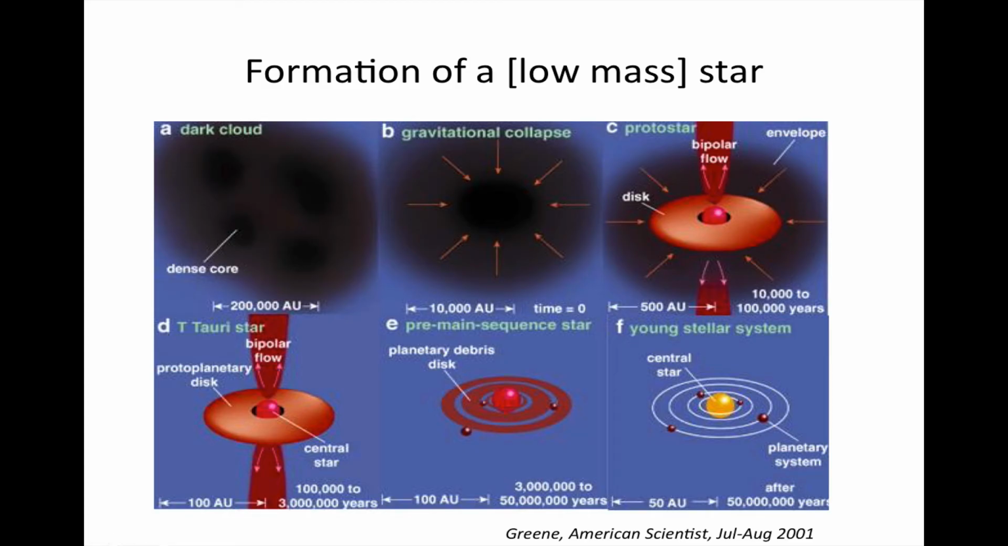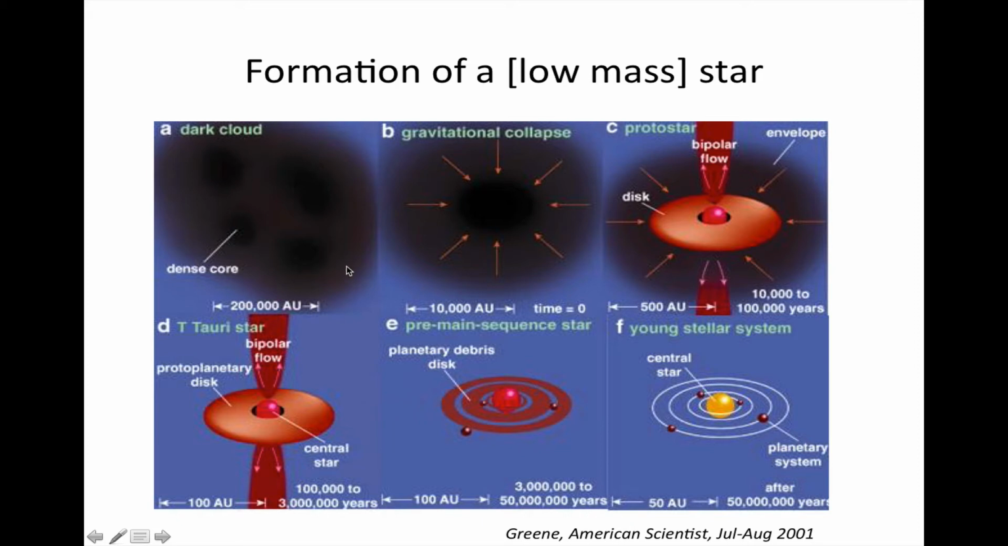Here's an overview cartoon that talks about how a low-mass star forms. You're going to start with a big cloud of gas and dust, and there's going to be condensations within it. Look at the length scale here. That's 200,000 AU. Remember, an AU is an astronomical unit, which is the distance between the Earth and the Sun. We're going to zoom in on one of these dense cores, and we're going to watch the gravitational collapse happen. Note that we've gone from 200,000 AU to 10,000 AU length scales, and we're going to start the clock. Things initially are going to fall straight in.